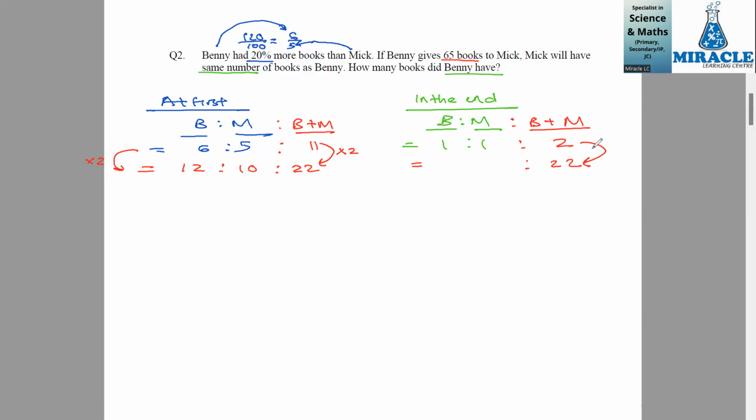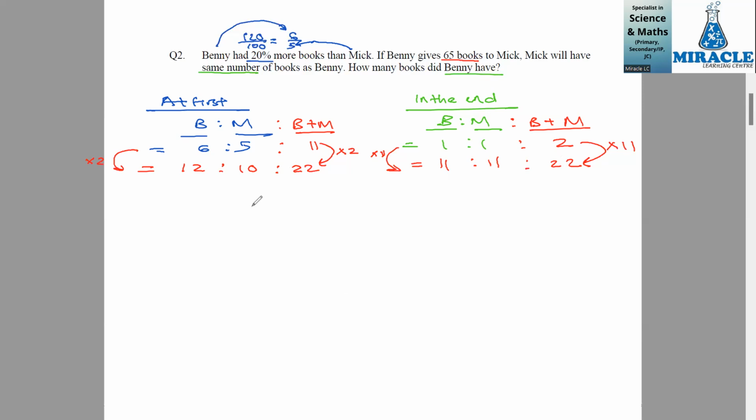And how do we get 22 from 2? We multiply it by 11. So do the same for the green ratio. 1 times 11 gives us 11. Okay, so now that B plus M has the same number of units on both sides, we can compare their at first ratios and in the end ratios.